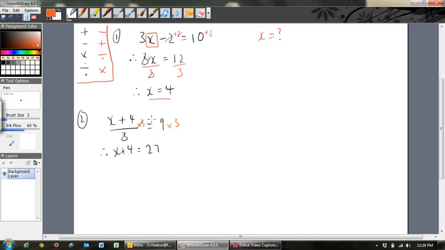Next, we need to get rid of this positive 4. How do we get rid of positive 4? Well, we go minus 4 from that side.